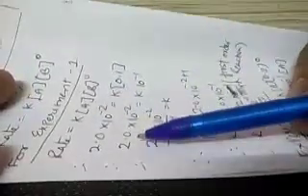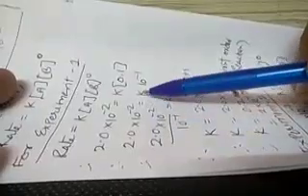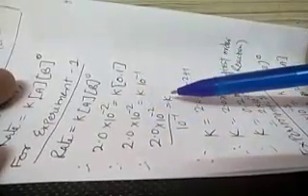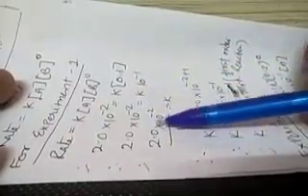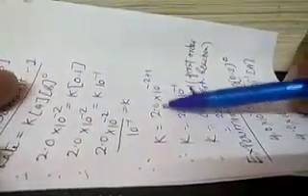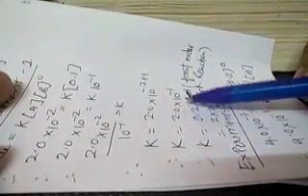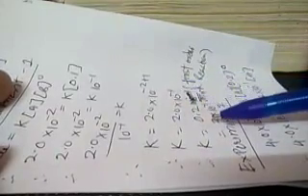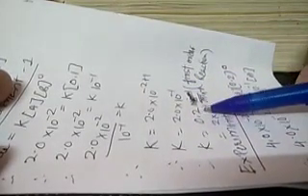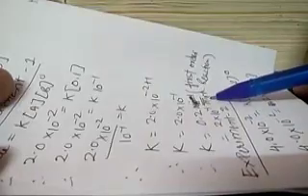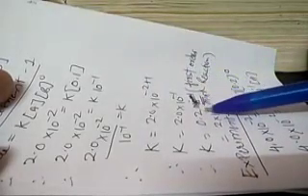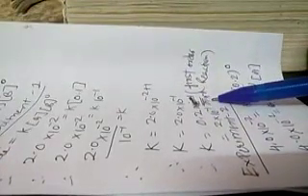And therefore 2.0 into 10 to the power minus 2 is equal to K into 10 to the power minus 1, and ultimately K is equal to 2.0 into 10 to the power minus 2 divided by 10 to the power minus 1. Therefore K is equal to 2.0 into 10 to the power minus 2 plus 1, that is K is equal to 2.0 into 10 to the power minus 1. That is simply K is equal to 0.2 molar inverse. As this is a first order reaction, we will write the unit as molar inverse, or K is equal to 2 into 10 to the power minus 1 molar inverse.